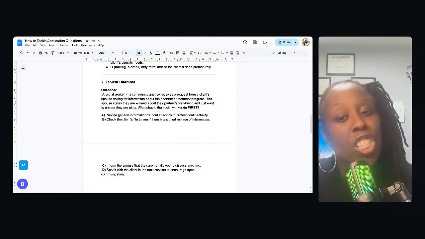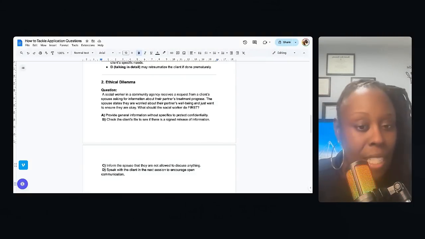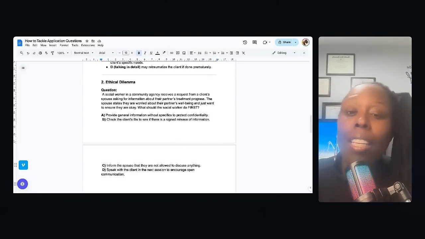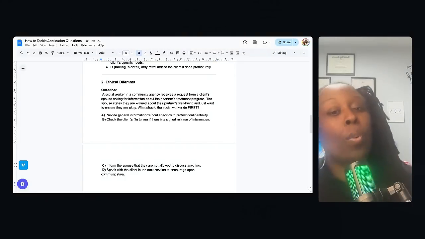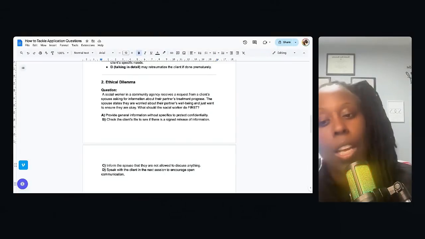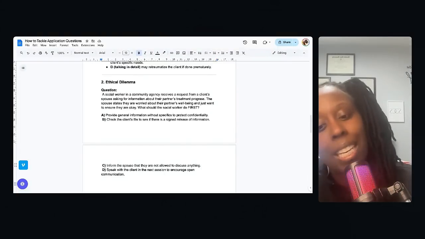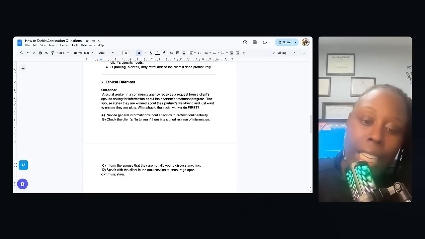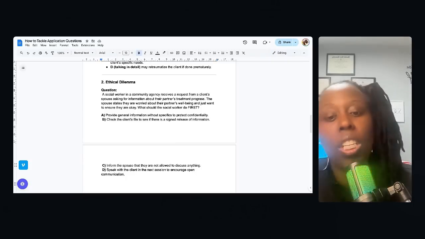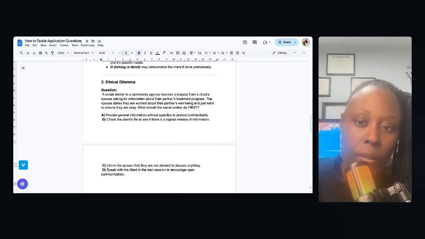A, provide general information without specifics to protect confidentiality. B, check the client's file to see if there's a signed release of information. C, inform the spouse that they're not allowed to discuss anything. And D, speak with the client in the next session to encourage open communication.